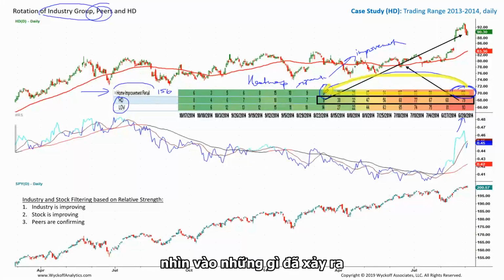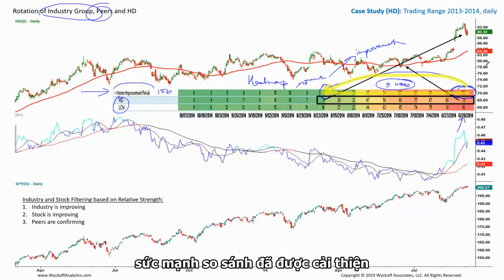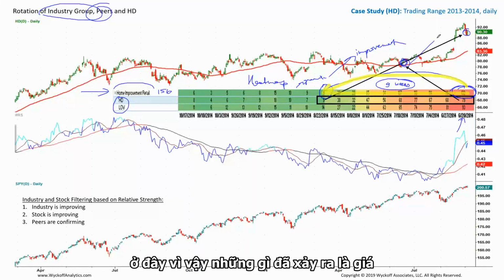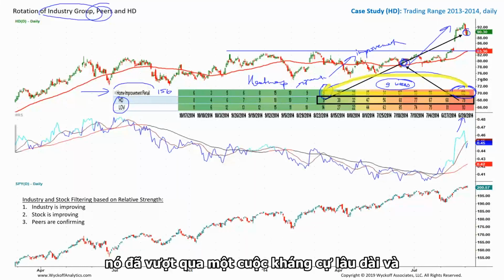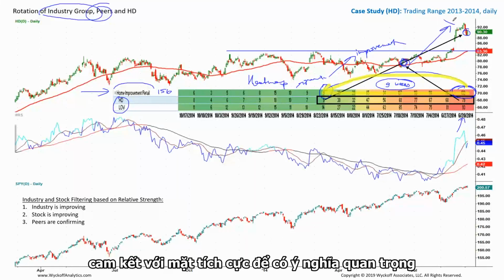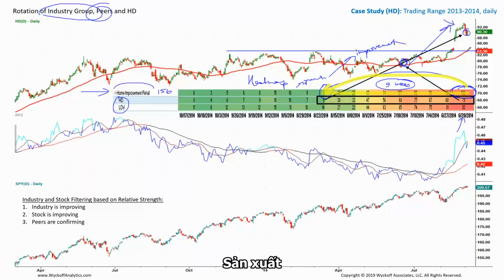Look at what has happened during this 9 weeks. The relative strength has improved. The comparative strength has improved. Well, where was it? It was right here, and then the end of this 9 weeks was right here. So what happened was the price. The price went up. It overcame a long-term resistance and committed to the upside. So a significant move to the upside produced a significant rally on the relative strength.